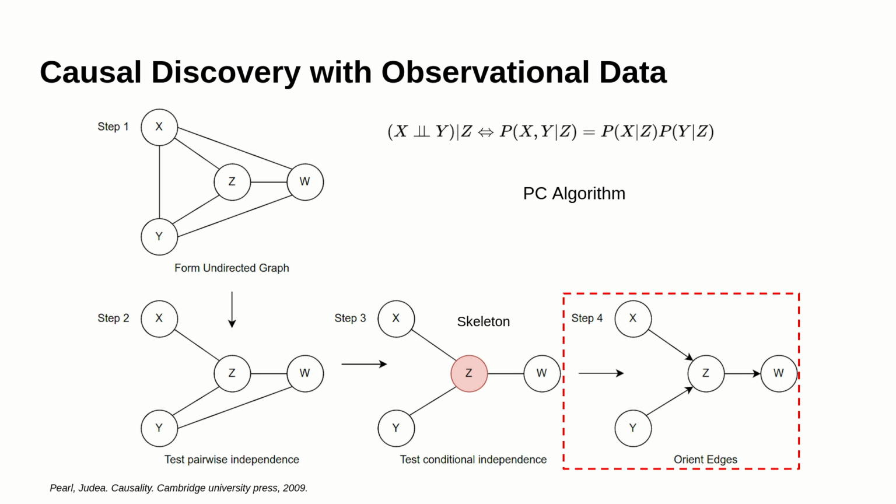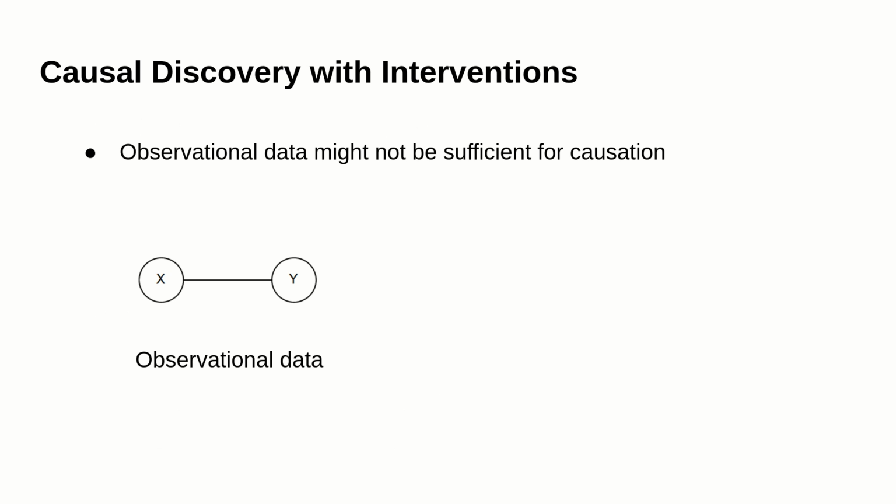Eventually, it has an orientation phase where it tries to assign the direction to all the edges following some static rules. However, as we know, correlation doesn't imply causation. What it means in our context is that sometimes observational data might not be enough to estimate the exact relationship between the variables. For instance, here x and y have a correlation, but we don't know the direction of the correlation.